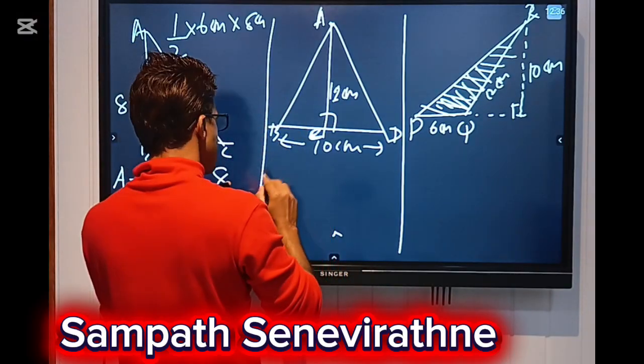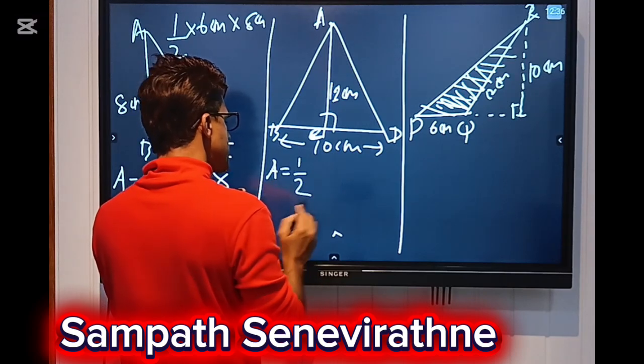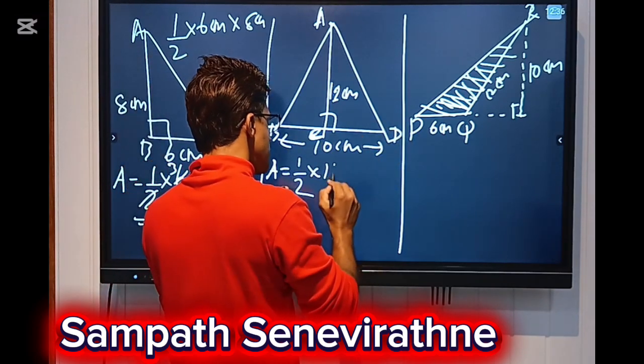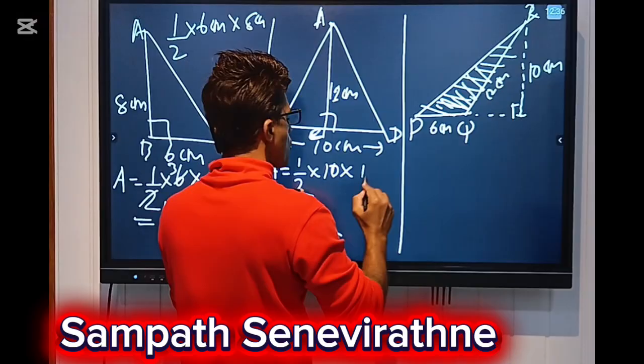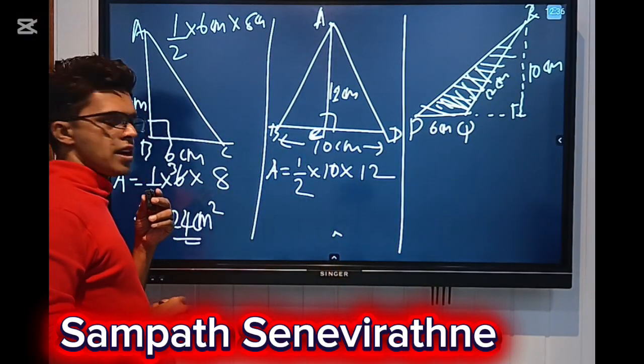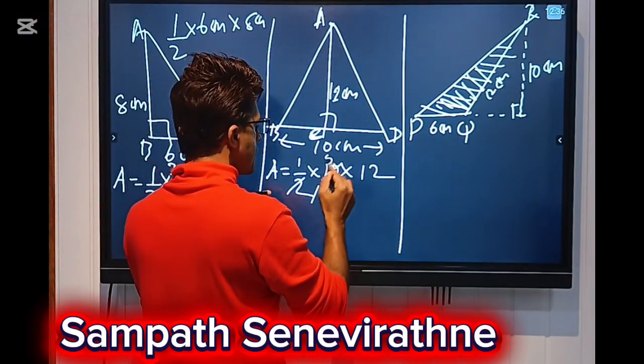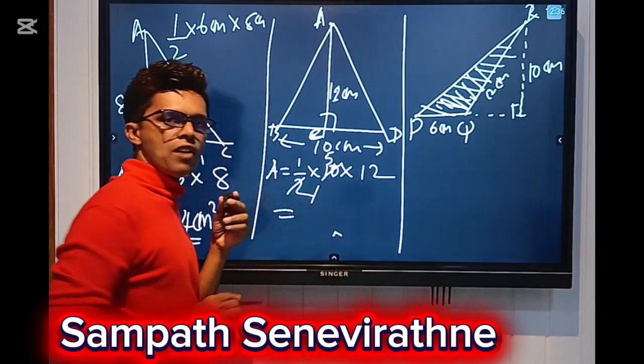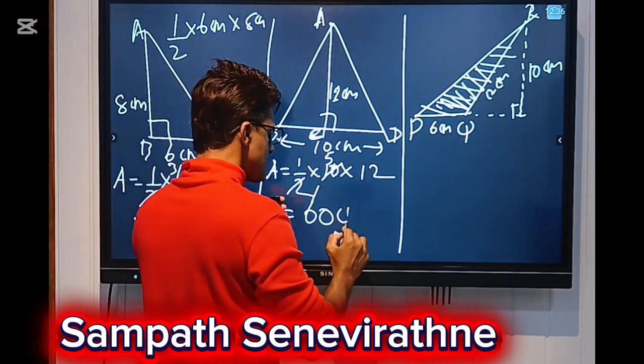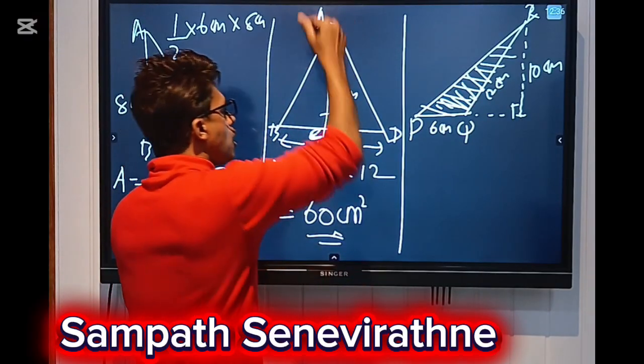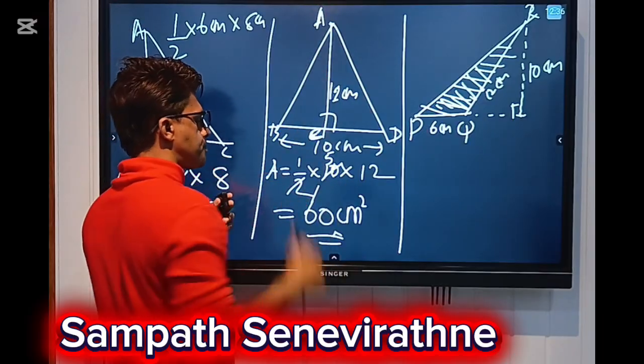And when it comes to this one, the area of this triangle can be taken with base 10 cm and height 12 cm. Right now, let's simplify that. 1 time 5 times. 1 into 5 is 5. 5 times 12 is 60. 60 cm squared is the area of this triangle ABD.